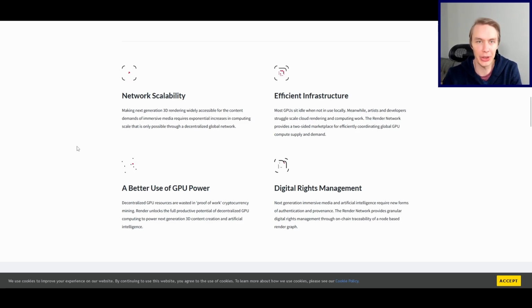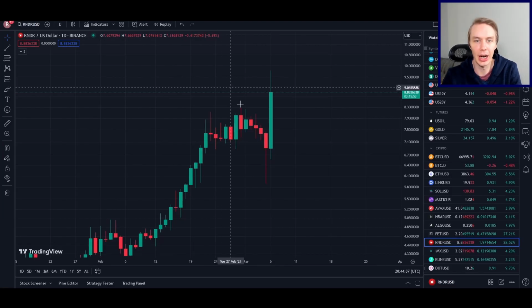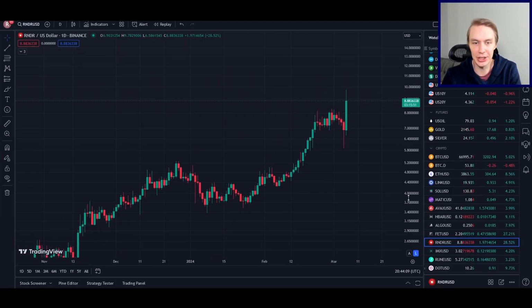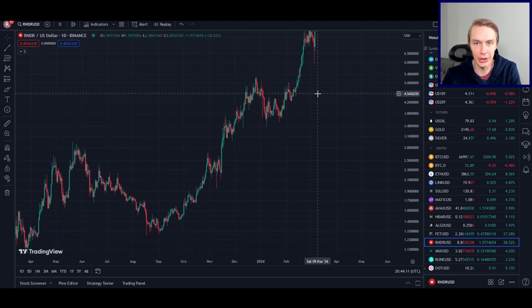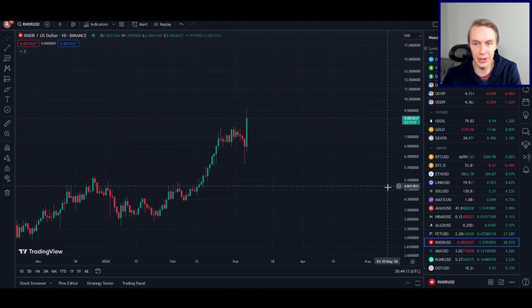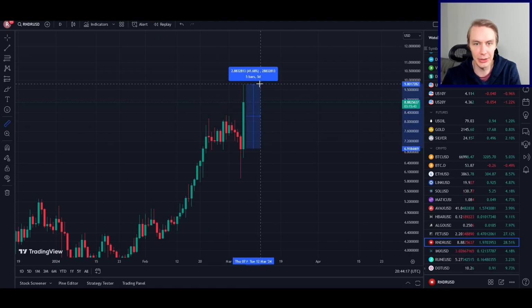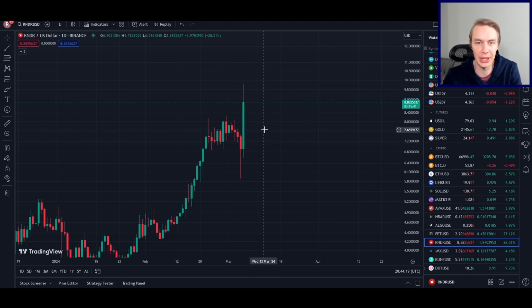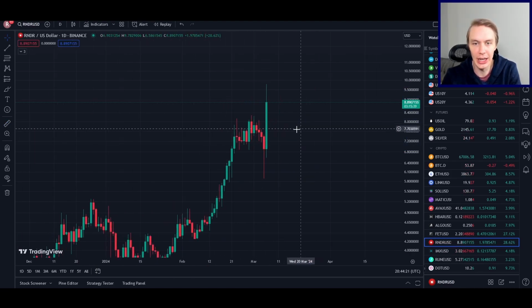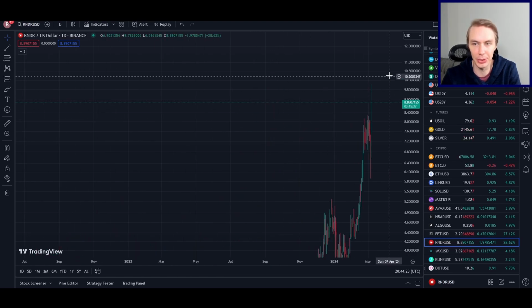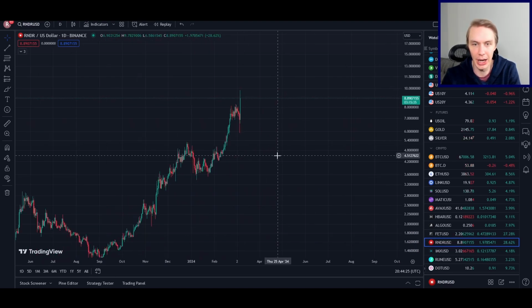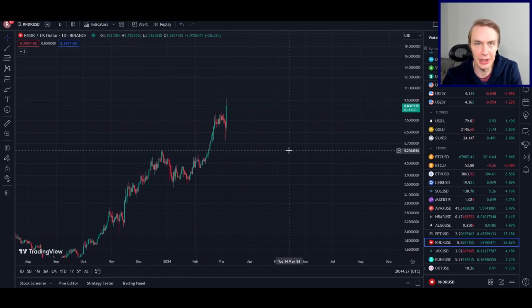So obviously with AI being such a big hot topic right now, Render has done extremely well. And just today, as I record this, it's currently up 28%. In fact, at the high today, it was up as much as 41%. Just a massive move to the upside. And it is now in price discovery. It broke above its prior all-time high to get to this level.